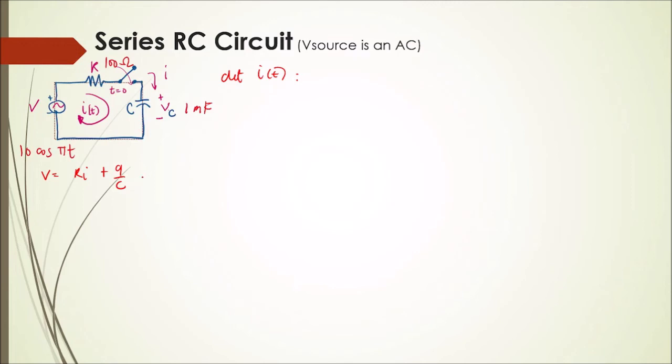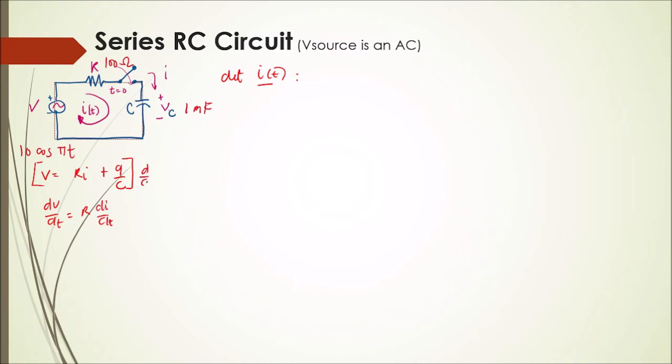Karon, since we need I of t, we need to express everything as a function of t. So, we need to differentiate this, para naa tay di over dt and everything. So, when we differentiate this, it becomes dv over dt equal to r, which is a constant, times di over dt.